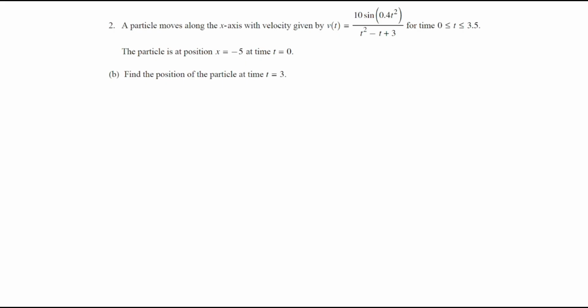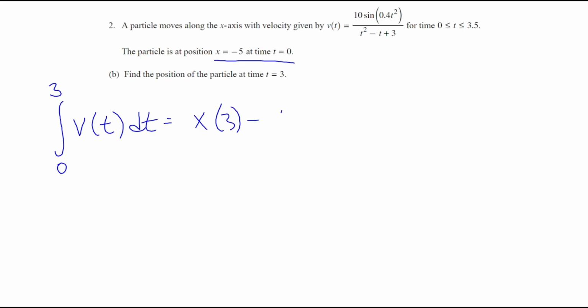Part B asks us to find the position of the particle at t equals 3. And so we're given the velocity, and we can find the displacement by integrating the velocity. So what we'll do is say if I wanted to find the displacement between the position I know at t equals 0 and the position at 3, I could just integrate the velocity function from 0 to 3. And we would note that that gives us the position function at 3 minus the position function at 0, right?